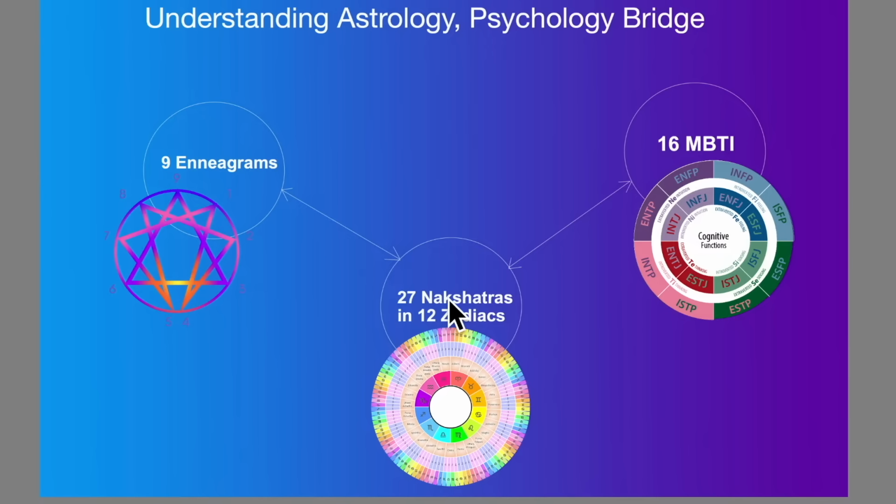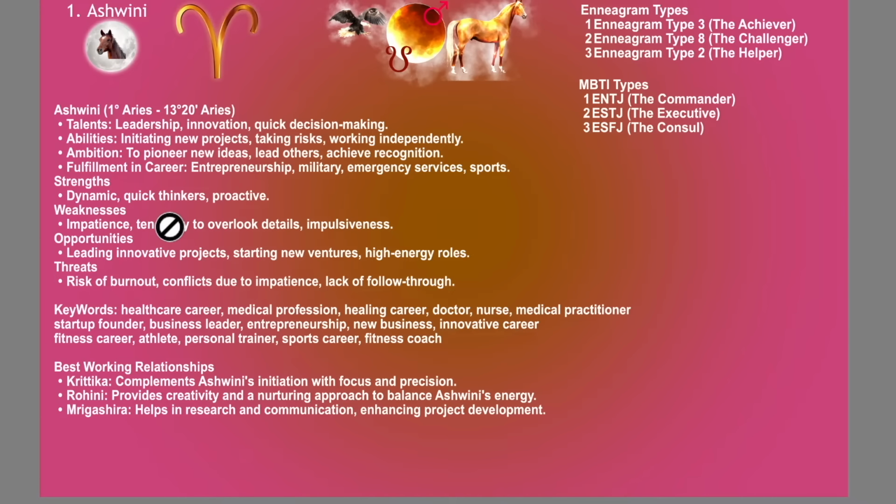So there'll be basically 27 videos of each. This is the introduction part of every video. And how we are going to cover that is by taking a standard format. This is for Ashwini Nakshatra, for example, where we are going to discuss the talents, abilities, ambition, and fulfillment in career first. Then we are going to do some SWOT analysis, strengths, weaknesses, opportunities, and threats, to each from a personality perspective. Then we are going to have some keywords discussing the different career possibilities for such nakshatras, especially if it's the Lord of the D1 or the D10.